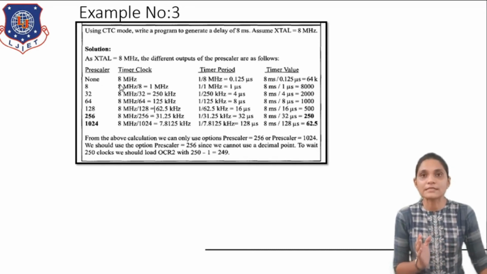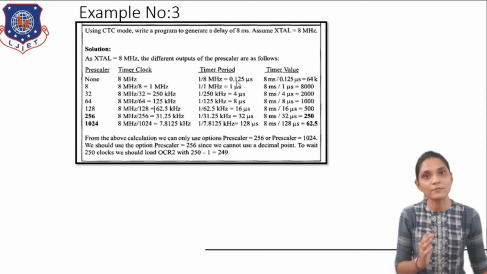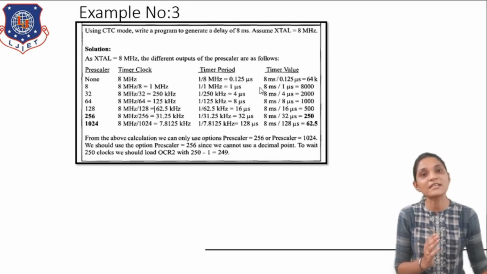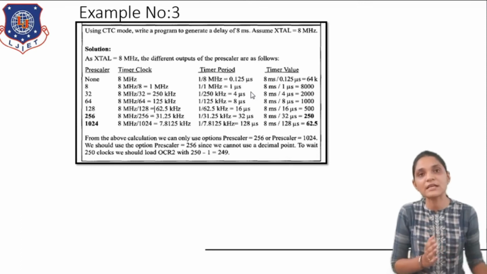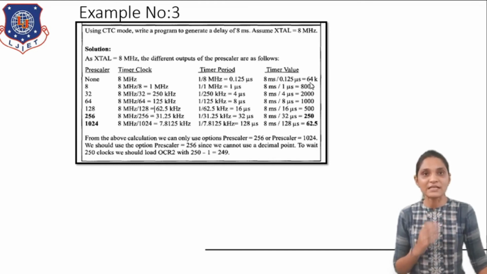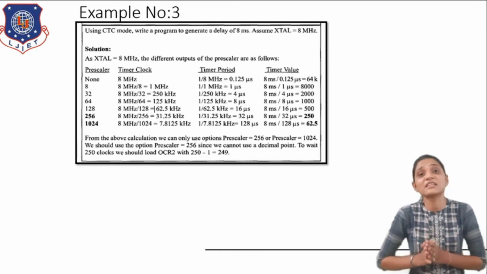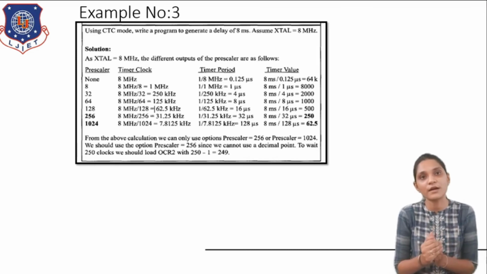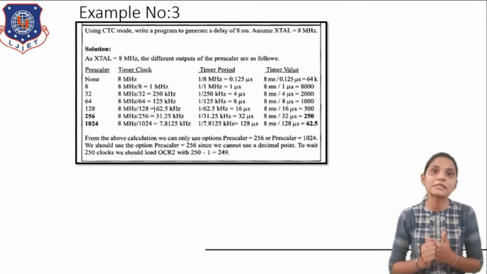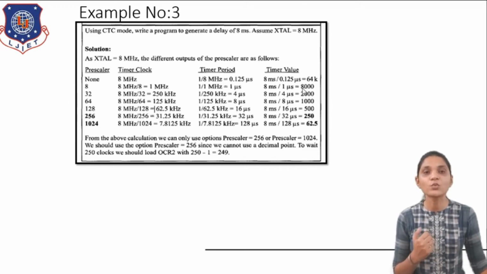If we consider the first case, we have the 8 megahertz frequency without prescaling, so our actual frequency will be 8 megahertz. The time period for this frequency will be 1 divided by 8 megahertz, which equals 0.125 microseconds. To create a delay of 8 milliseconds, you will require a count value of 8 milliseconds divided by 0.125 microseconds, which equals 64K. This is too large a value to store inside the 8-bit register, so it is not possible for us to use this value as a counter for creating the delay of 8 milliseconds. Similarly, if you use the prescaler of 8, you will get the count value of 8000.